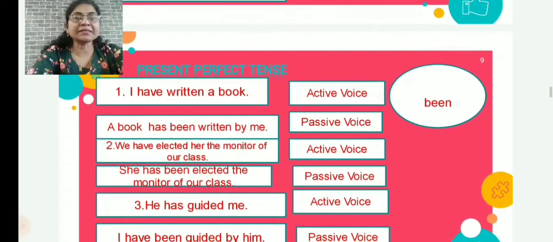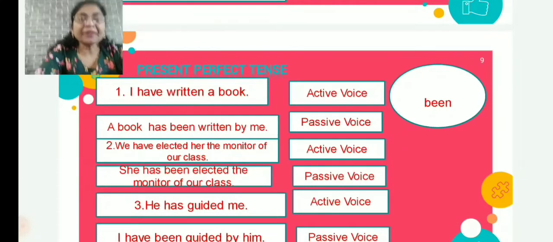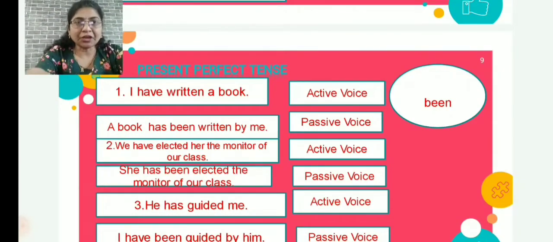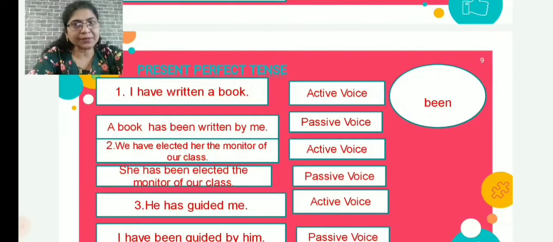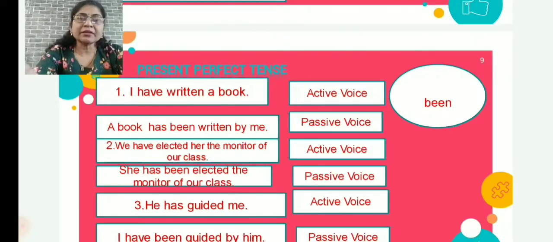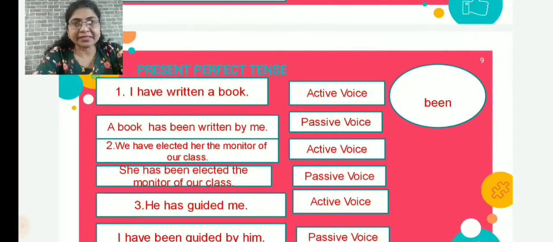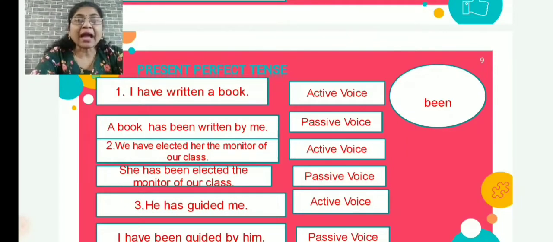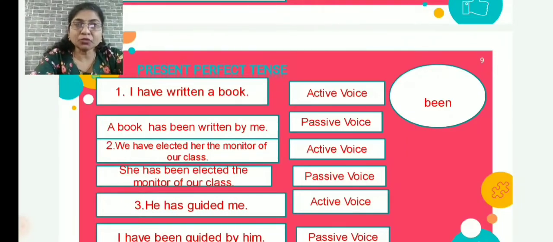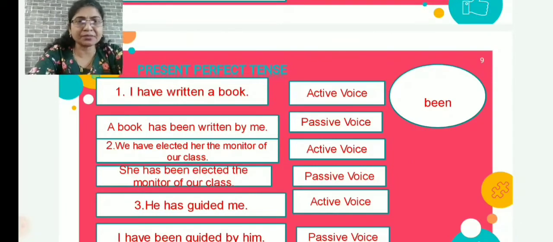Now perfect tense. How to change perfect tense into passive voice, whether it is present perfect, past perfect, or future perfect. Now see the formation. First we should know which tense it is, whether present perfect or past perfect. Then been, this to be verb, we have to add in passive voice. So this will be the identity of the passive voice of any perfect tense. Now, I have written a book. I is the doer in the sentence, have is the supportive verb, written is the action, a book is the object.